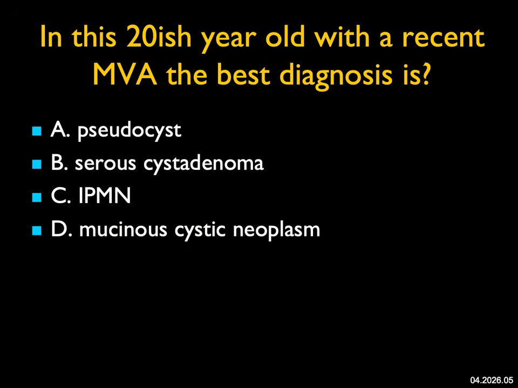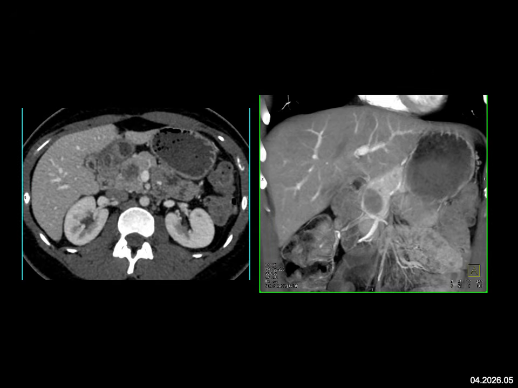In this 20-ish-year-old with a recent motor vehicle accident, the best diagnosis is, well, you see a lesion in the pancreatic head. This is not related to trauma. Yes, it could be a pseudocyst, but there's slight irregularity of the wall. It doesn't have the really good definition I like to see in a pseudocyst. And how many times am I going to show you a pseudocyst?